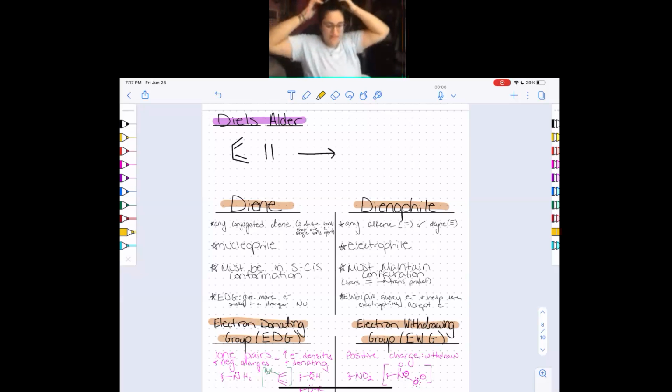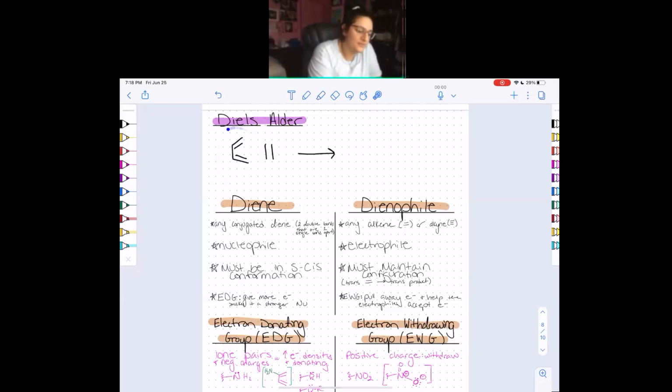We know what a diene is. It's anything with 2 double bonds. And specifically to react in a Diels Alder reaction, it has to be conjugated. So it has to be 4 carbons with 2 double bonds. The diene is also the nucleophile, aka it's the thing doing the attacking. And it has to be in an S-cis conformation, as drawn right here.